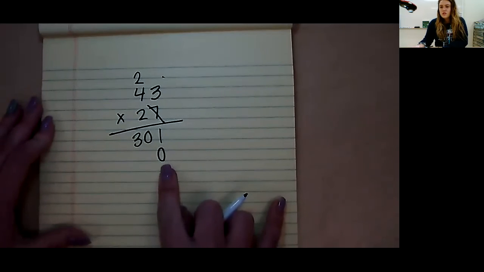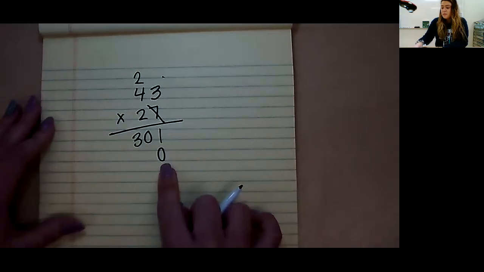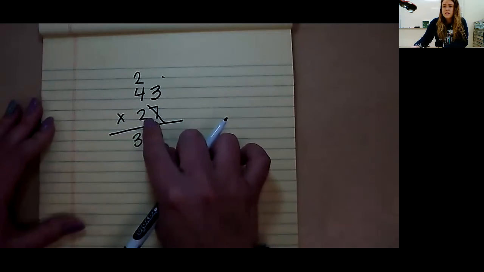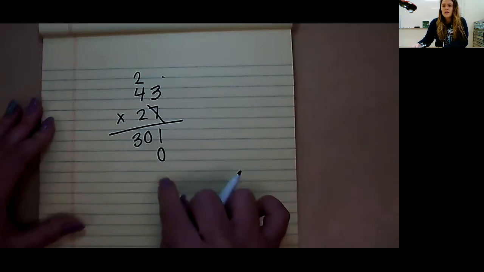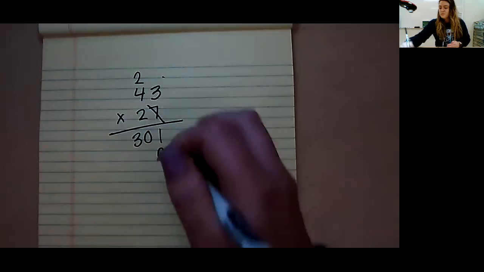Now, one of the questions the students always are asking is, why do you have to put the 0? Well, you're putting the 0 because now you're technically multiplying by 20. So you have to hold the place. And that's a good reason why using these other strategies will show them that now you're multiplying by a 20. You're not multiplying by a 2 anymore. So we have to have the 0 here.